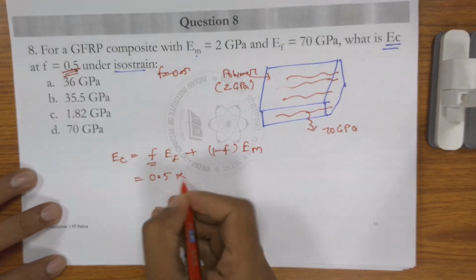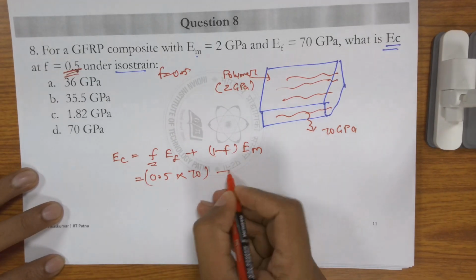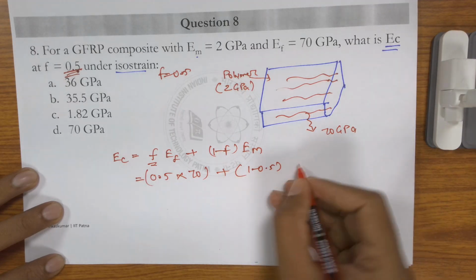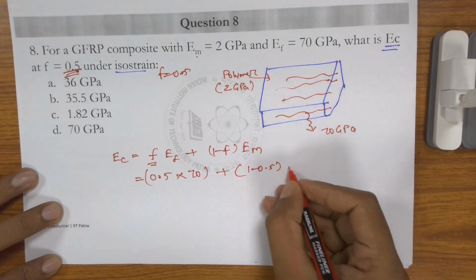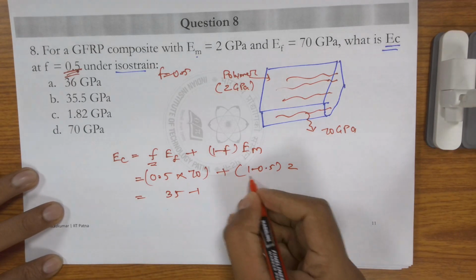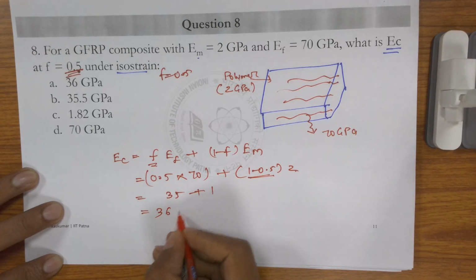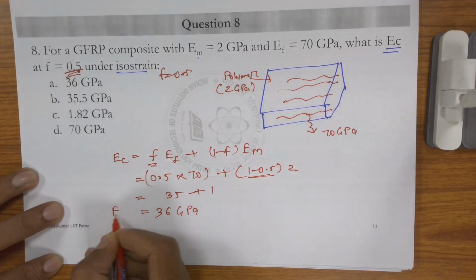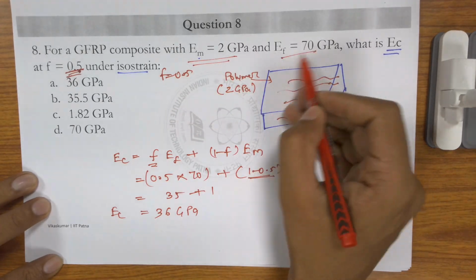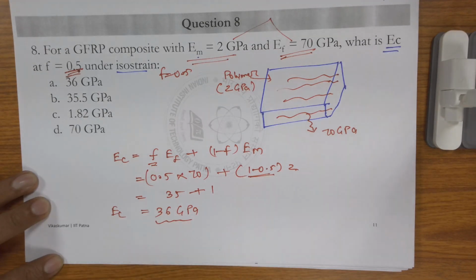So 0.5 multiplied by the E_F, that is 70, plus 1 minus 0.5 times E_M, that is 2. So half of 70 is 35, plus again this is half of 2, which is 1. So the answer is 36 GPa. We can see that the matrix was 2, the fiber was 70, and their combination is lying in between them, 36.